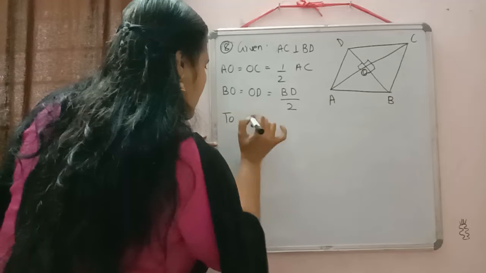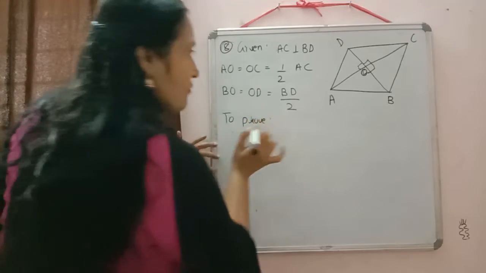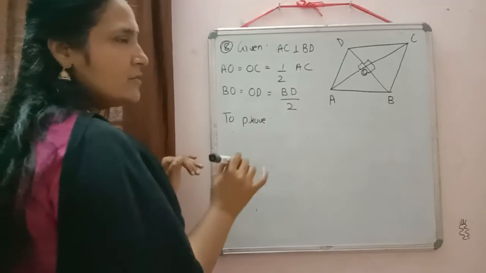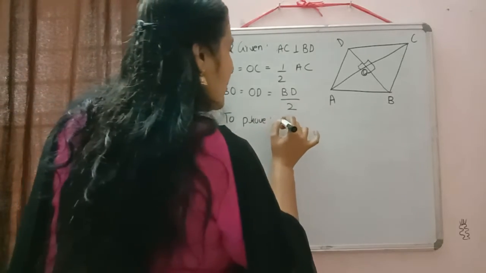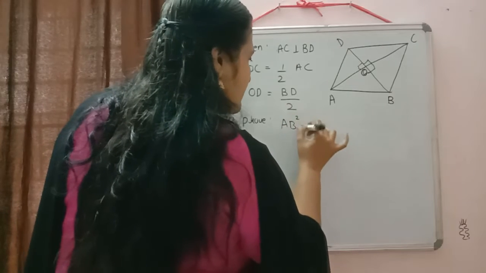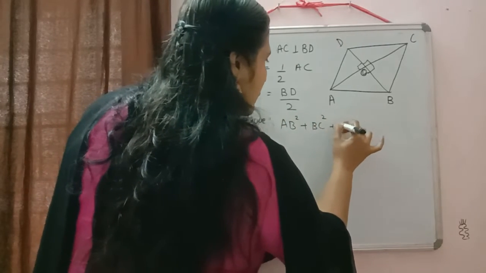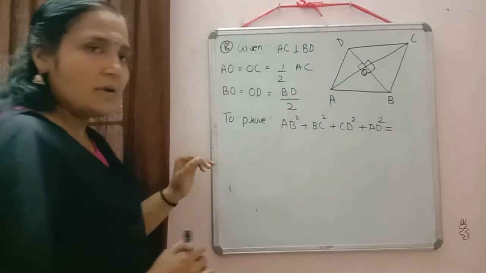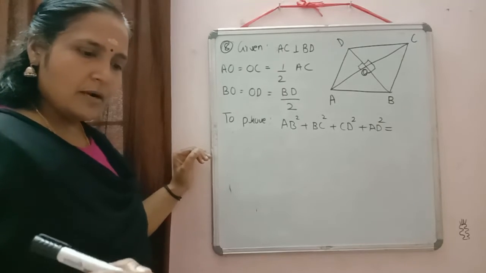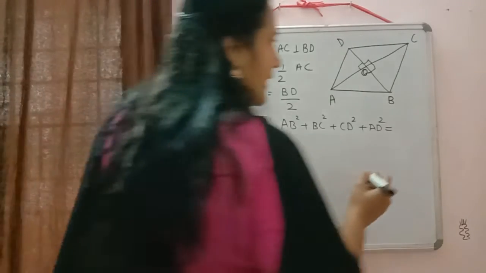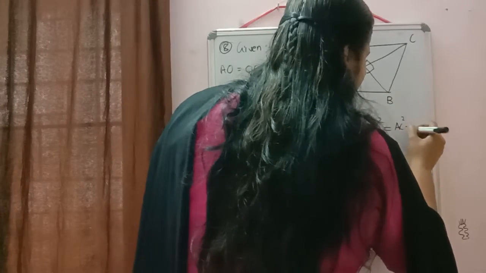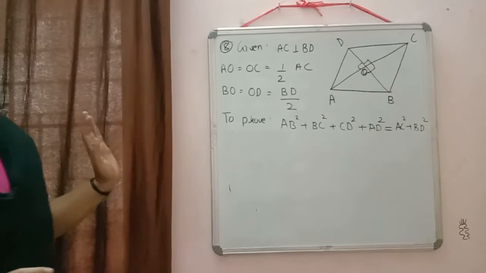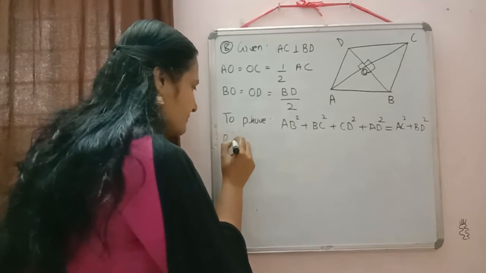Now we will check what we have to prove. We have to prove the sum of the squares of the sides of a rhombus, so the sum of the squares of all the sides: AB square plus BC square plus CD square plus AD square. How much do we need it to equal? The sum of the squares of its diagonals, so AC square plus BD square. This we have to prove. Now we will start the proof.